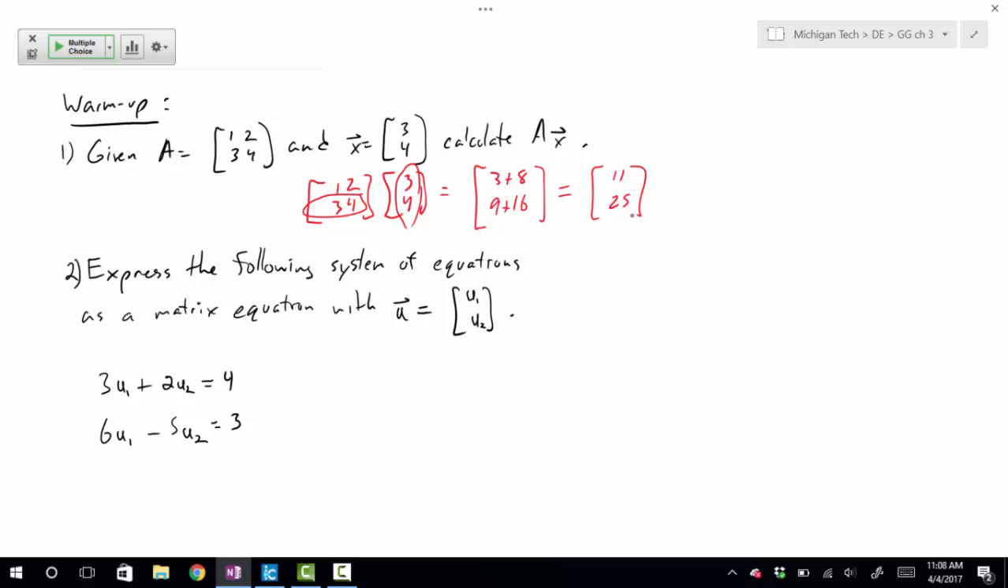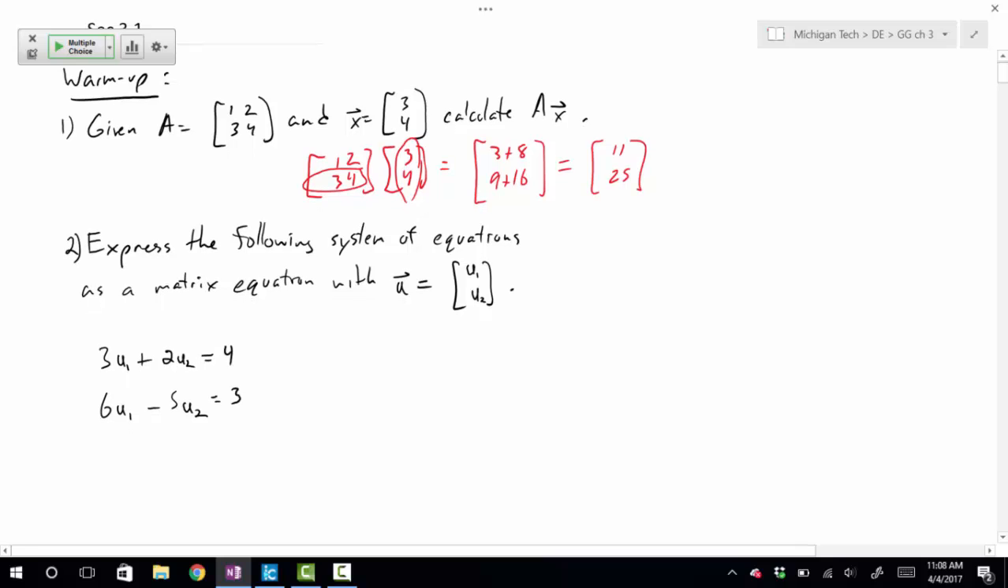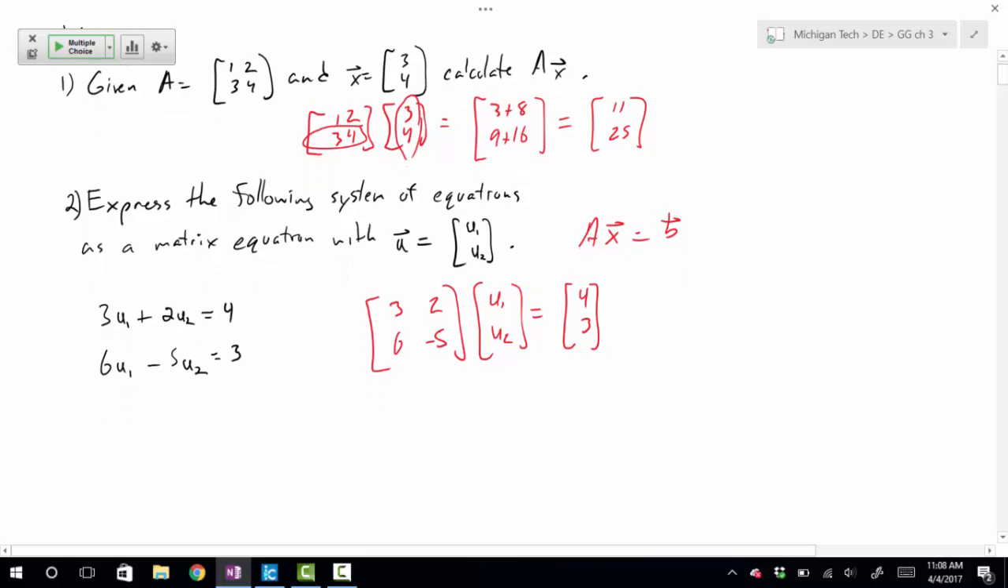All right, the next piece is going from a system of equations to a matrix equation. That's something else you did in linear algebra probably over and over again. Okay? So the idea is we're trying to make a matrix equation, looks like AX equals B, something of that form. And the idea is I can grab the coefficients of that u1 and u2 piece. So I got 3, 2, 6, and negative 5 times the vector u1, u2. That's equal to the vector 4, 3. Okay, so you should be able to go quickly from that system of equations to that matrix equation.